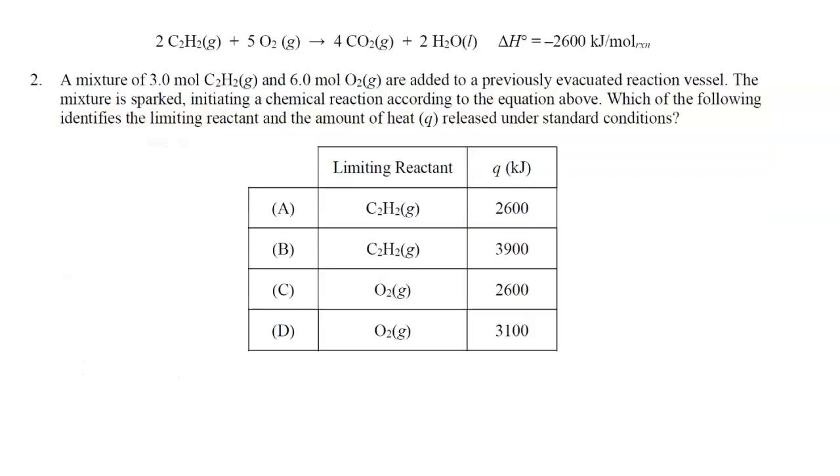Now let's take a look at question 2. In question 2, we have a balanced chemical equation for the reaction between C2H2, which is acetylene, and oxygen, O2. It says a mixture of 3.0 moles of acetylene and 6.0 moles of oxygen are added to a previously evacuated reaction vessel. The mixture is sparked, initiating a chemical reaction according to the equation above. Which of the following identifies the limiting reactant and the amount of heat, or Q, released under standard conditions?